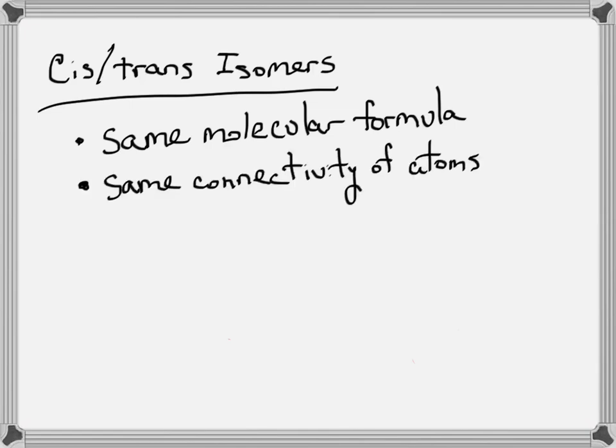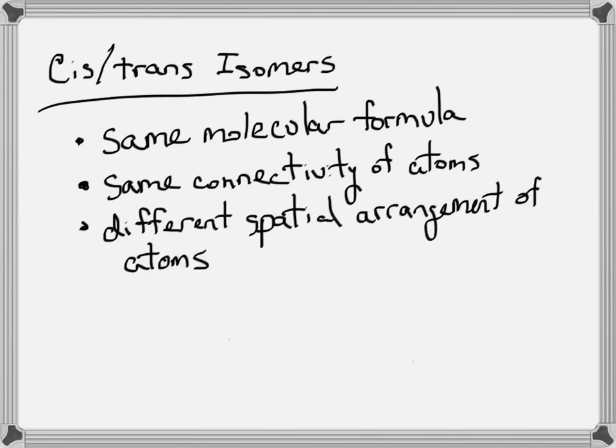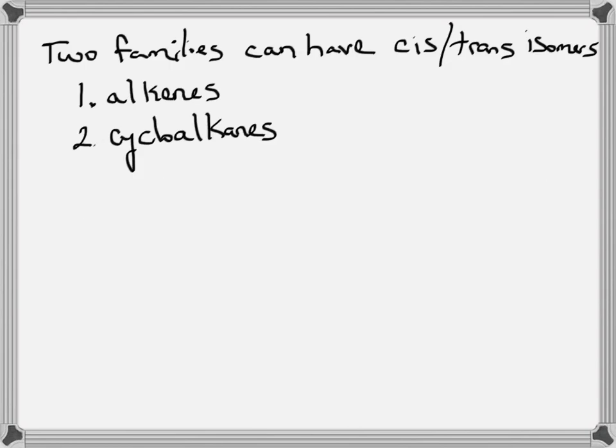For you to have cis-trans isomers, the second thing that must occur is that they must have the same connectivity of atoms. In structural isomers, again, previous video, the connectivity of atoms would be different between the isomers. So this is where structural isomers differ from cis-trans isomers. With cis-trans isomers, they have a different spatial arrangement of atoms. And so the next few slides we'll talk about that spatial arrangement and what that really means.